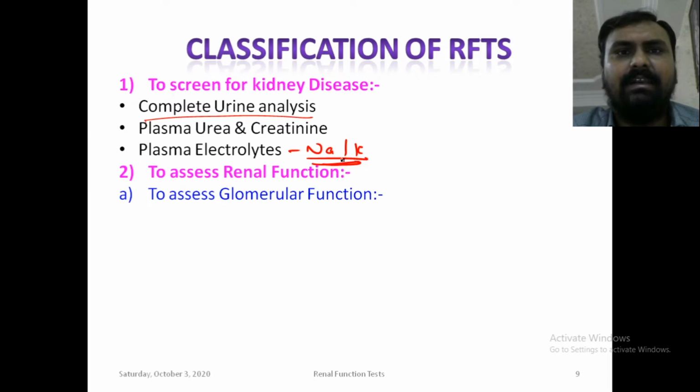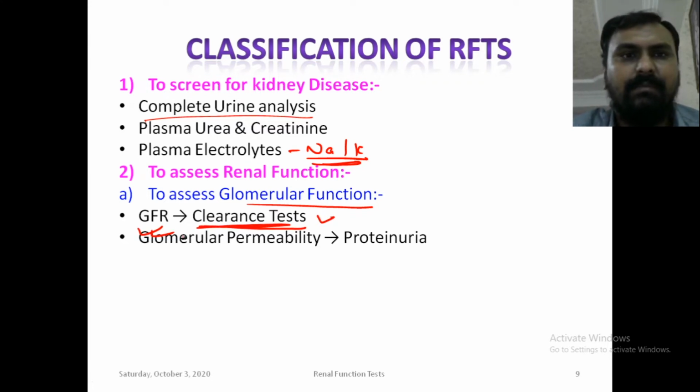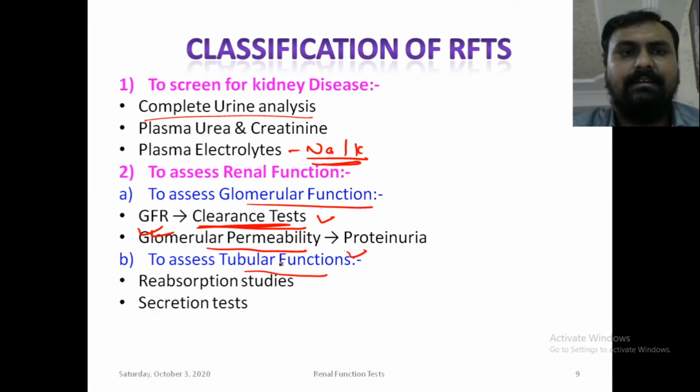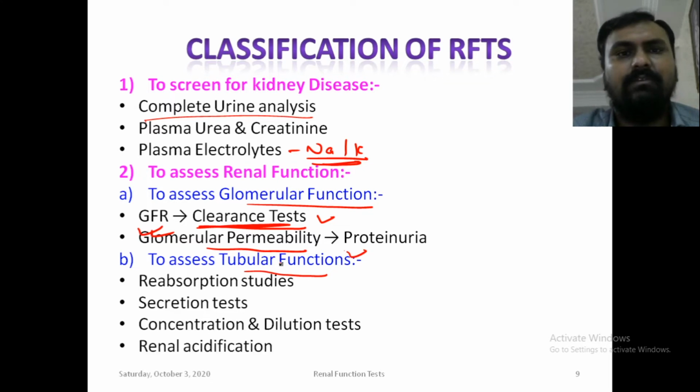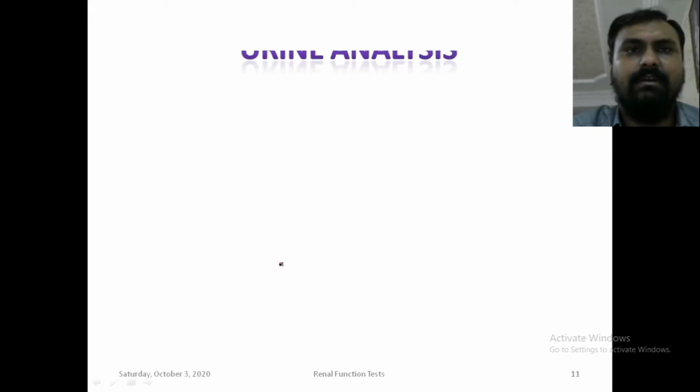Then to assess the renal function, we have two options. To assess the glomerular function, we measure the glomerular filtration rate through clearance tests, and we can measure the permeability by proteinuria. The second option in renal function assessment is to assess the tubular function: reabsorption studies, secretion studies, concentration and dilution studies, and renal acidification. So now we will see them one by one.